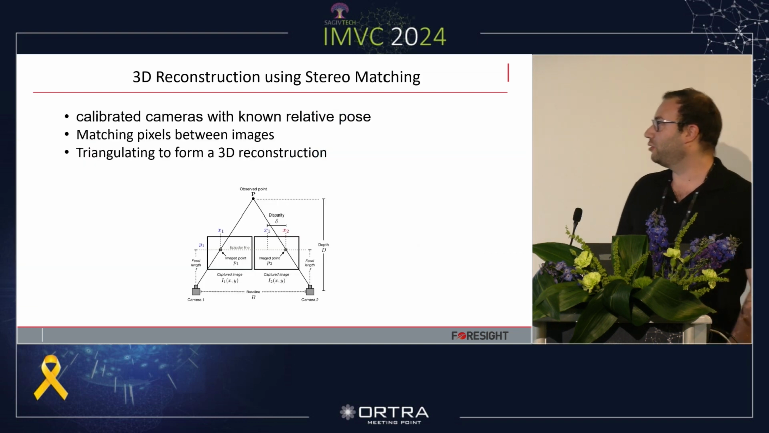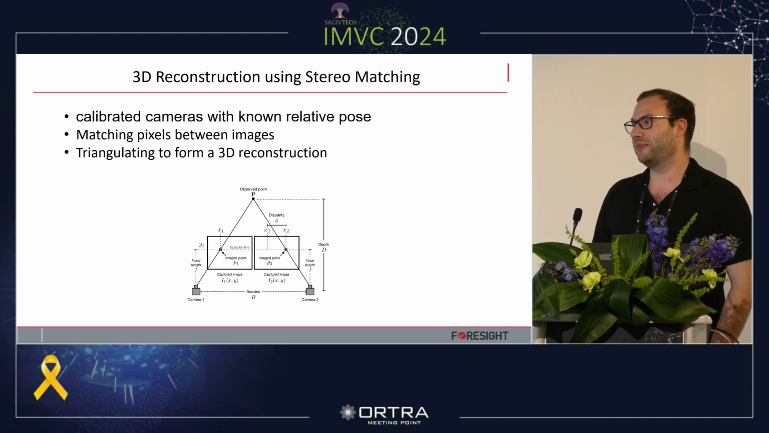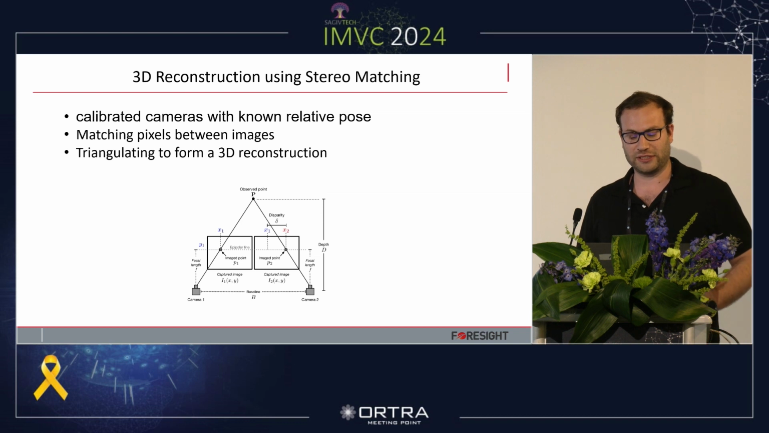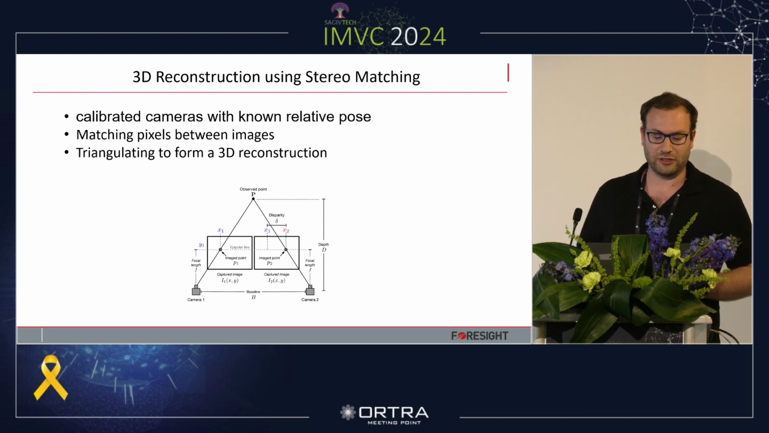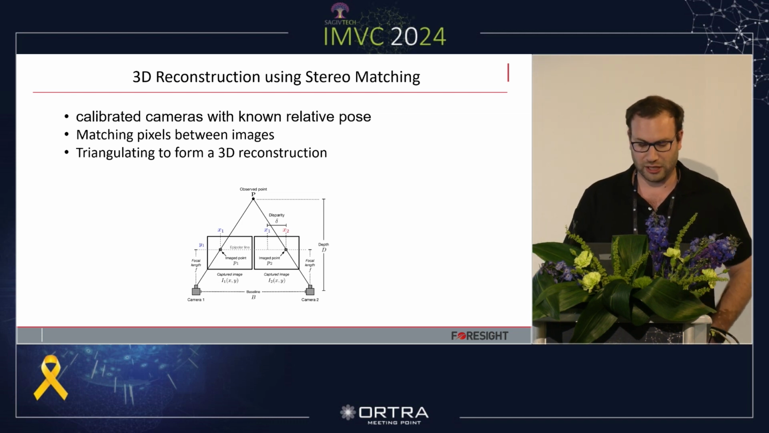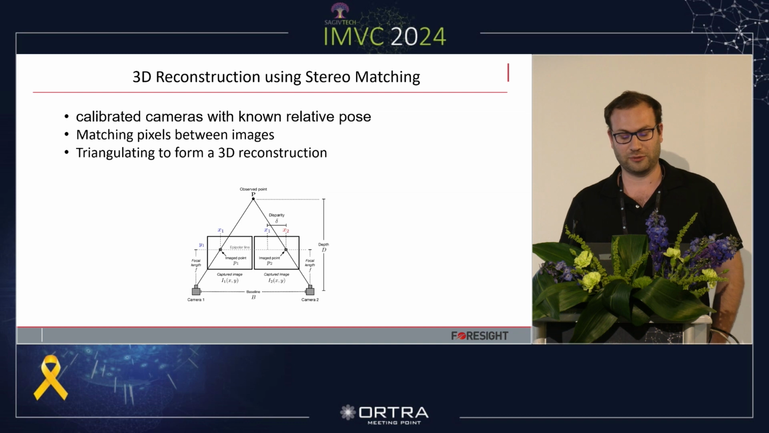The subject is going to be 3D reconstruction with stereo matching. To put it shortly, it involves using two cameras that take pictures simultaneously and then matching pixels between them and triangulating them with previously known calibration in order to create distance estimations.